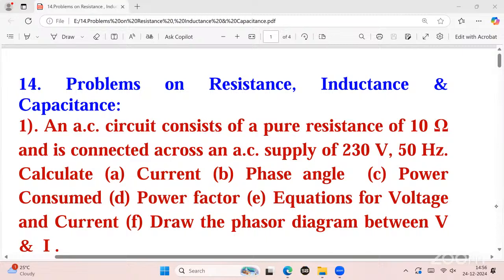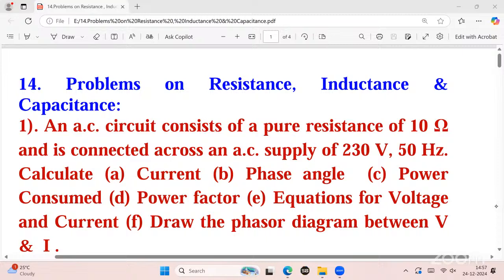V is equal to IZ in Ohm's law in AC circuit. V is equal to IZ. Ohm's law in AC circuit. A bit current.